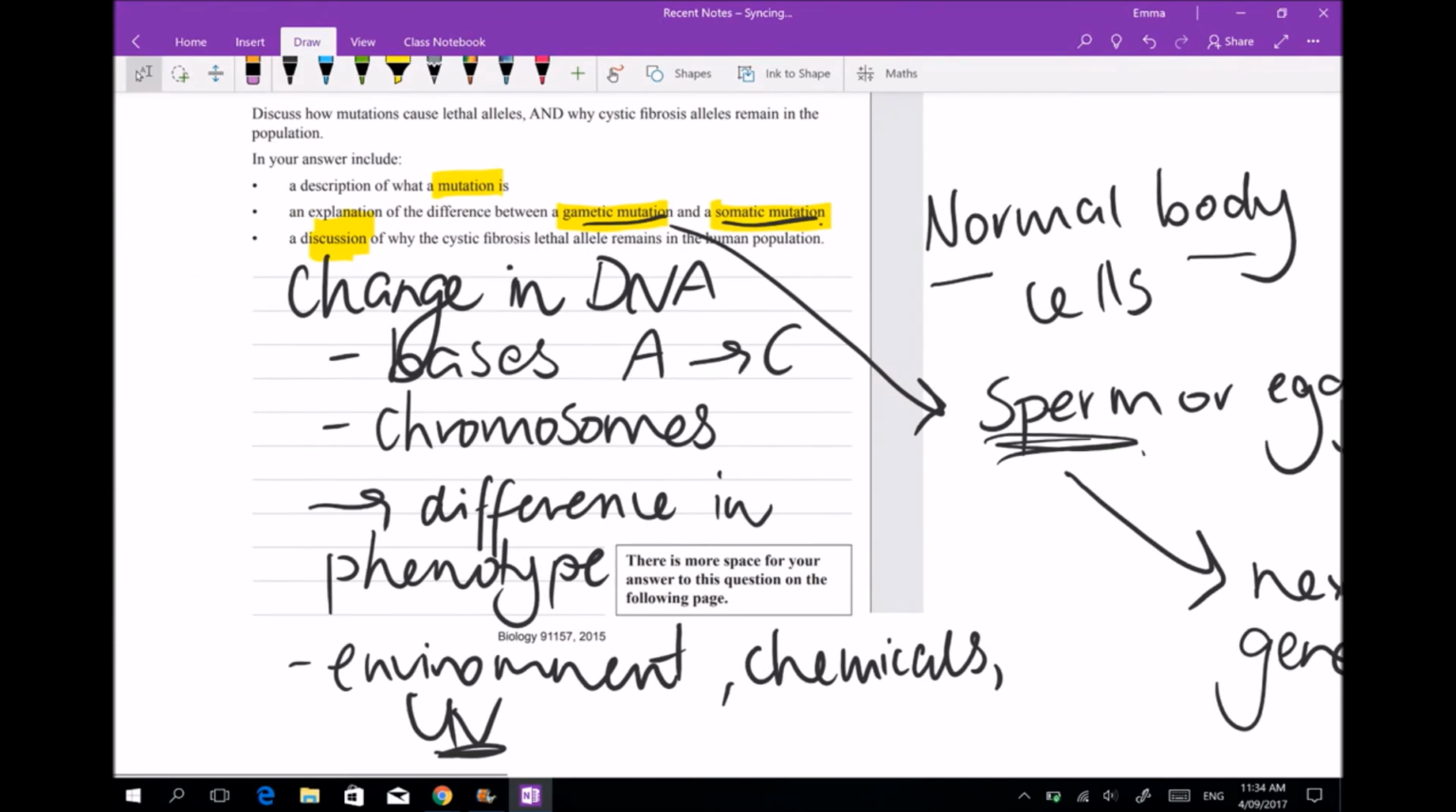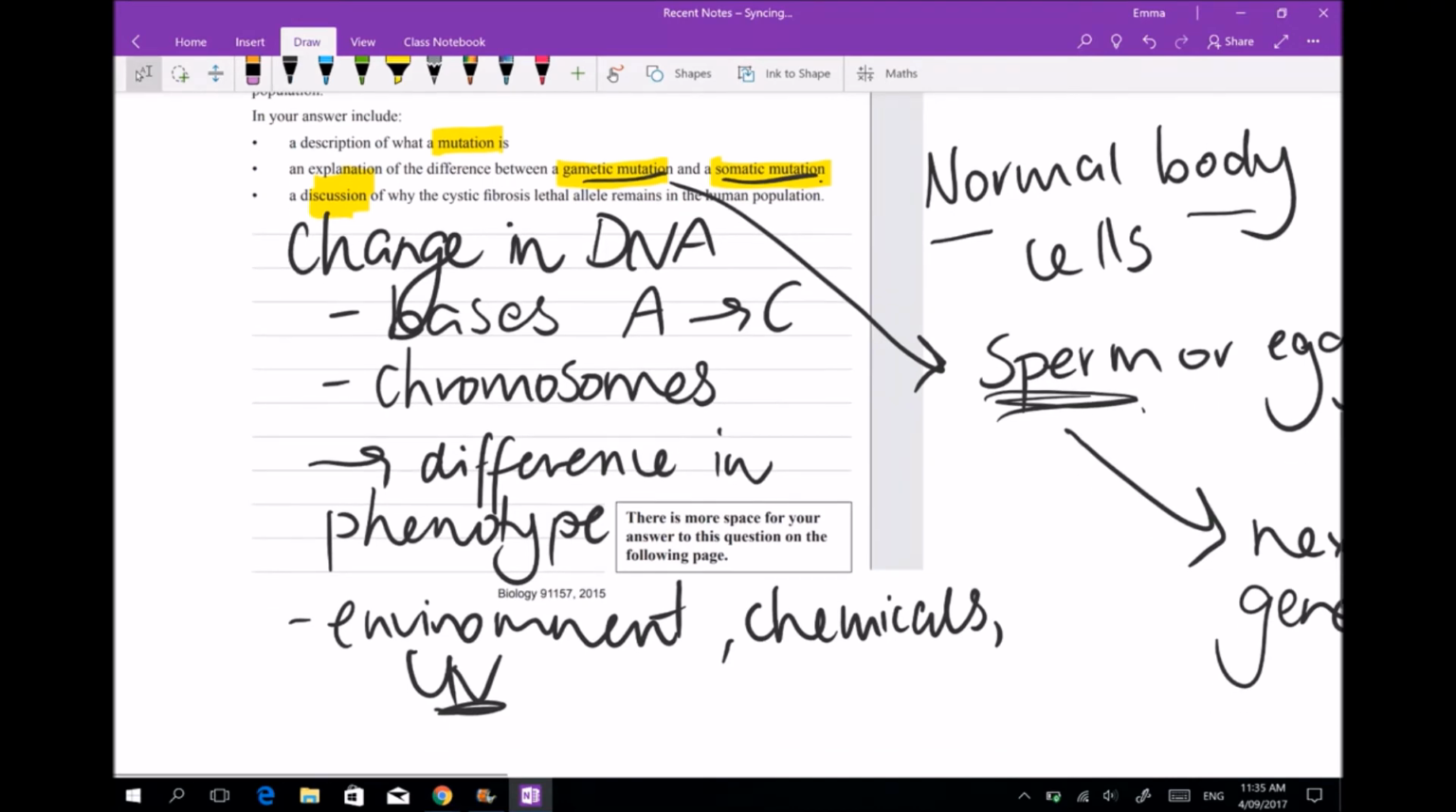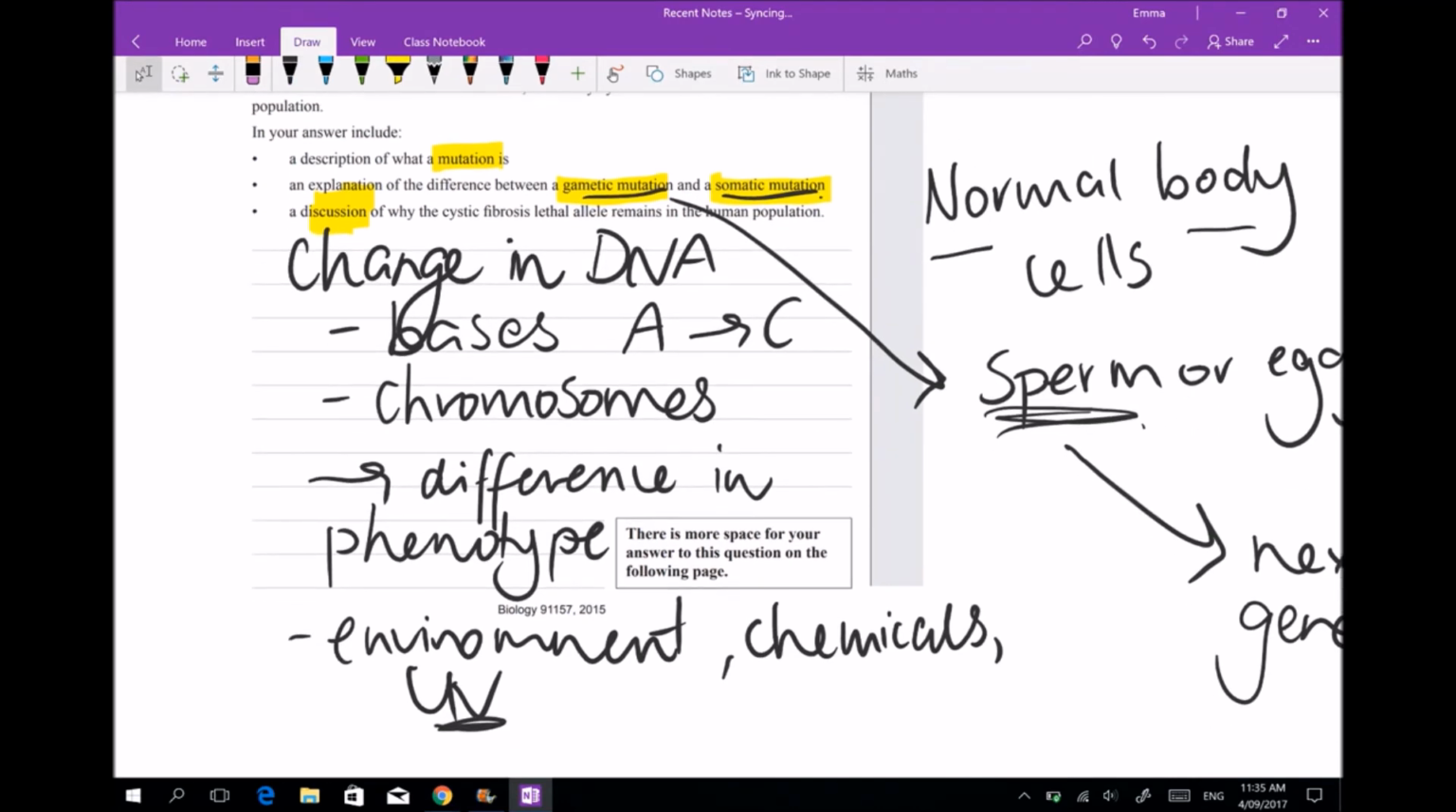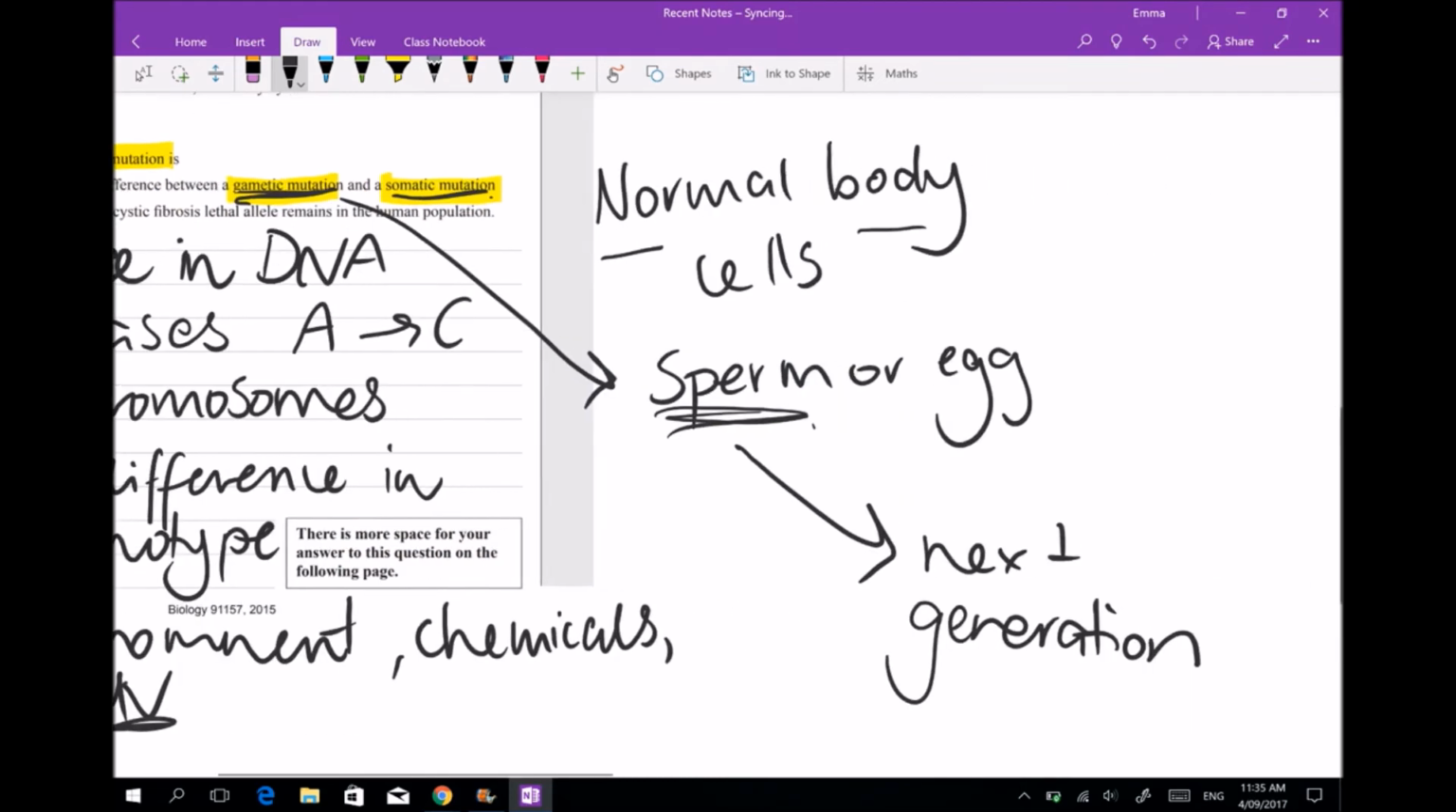Okay, and finally, a discussion of why cystic fibrosis lethal alleles remain in the human population. With this one, because it can just be a random mutation, we can't stop mutations from happening. So if a mutation happens, and it is a gametic one, happens in the egg or the sperm, it's going to be passed on. If that egg or sperm then go on to make another individual, it's going to be passed on to the next generation.